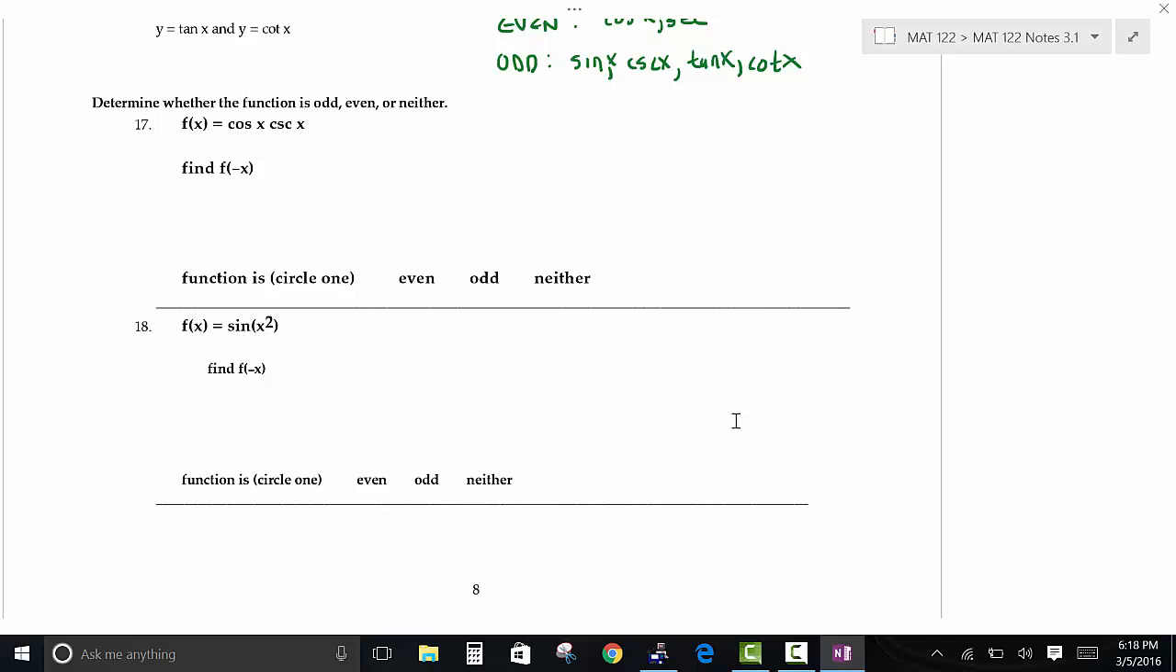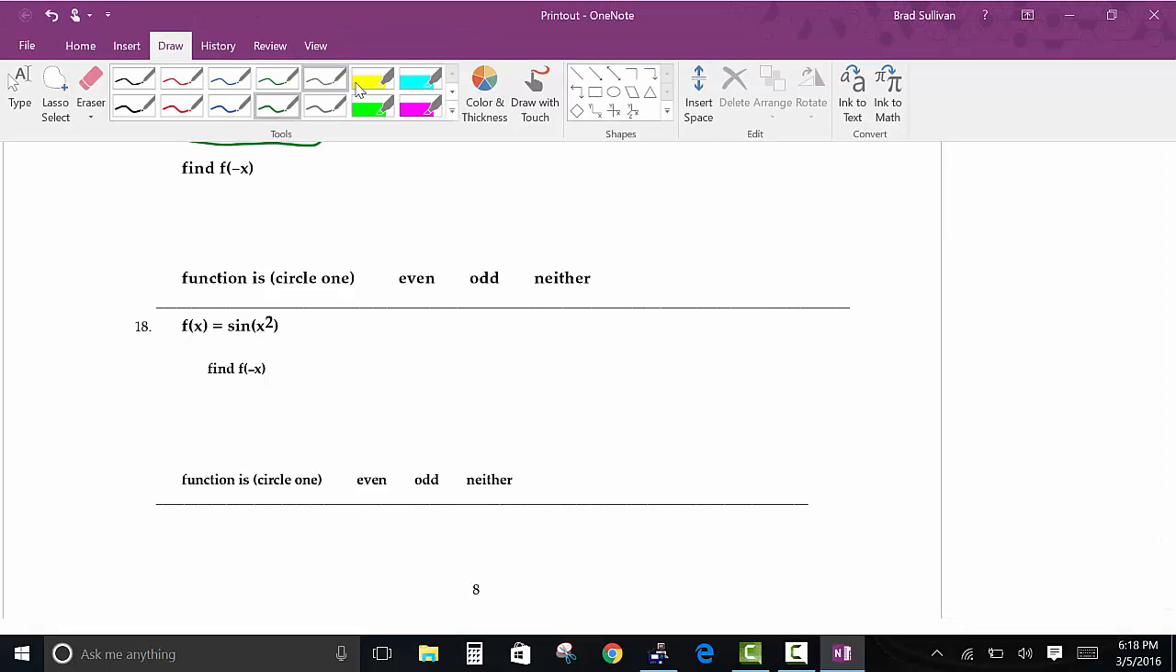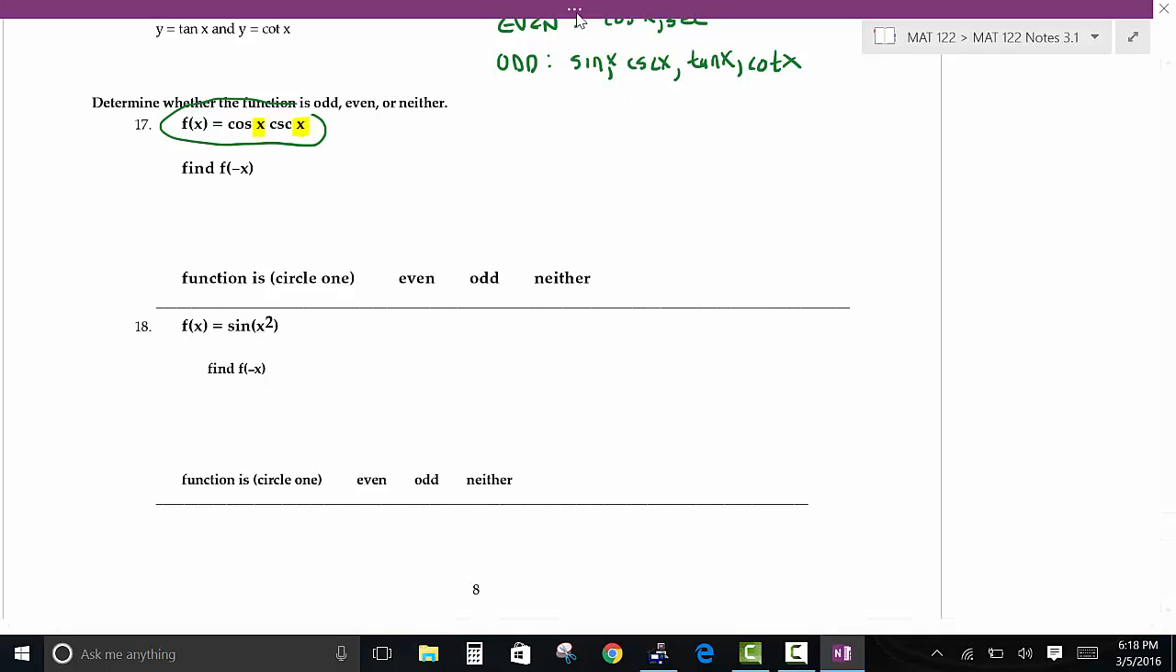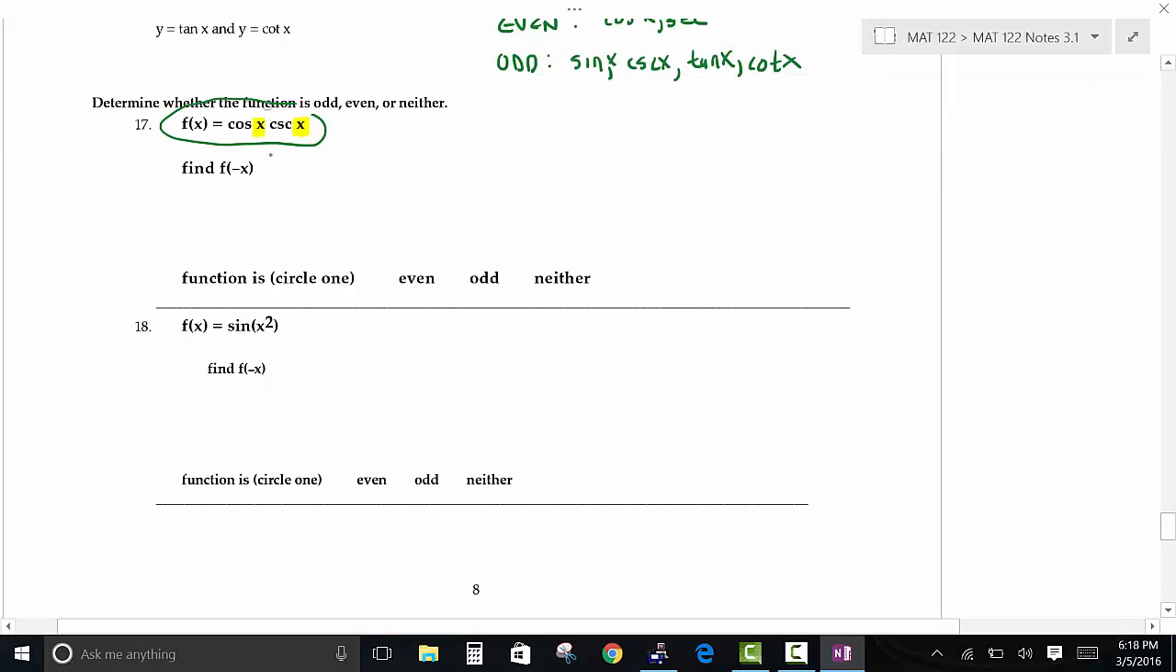Okay, so the way that you always determine if a function's odd or even is you do this. You find f of negative x. So what we're going to do to begin with, we're going to take this function, and where you see x, you're going to replace those x's with negative x, like this, and work that out. So what we're going to get is cosine of negative x times cosecant of negative x. Now we're going to work this out a little bit.